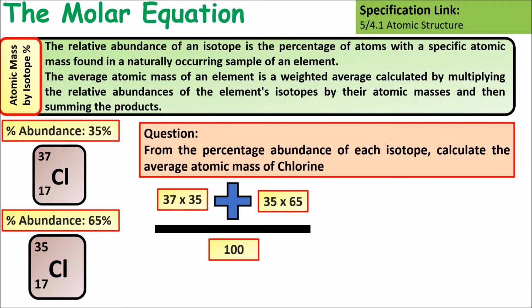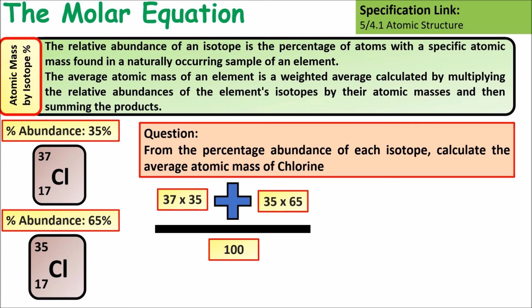So the relative abundance of an isotope is the percentage of atoms with a specific atomic mass found in a naturally occurring sample of an element. So the average atomic mass of an element is a weighted average, calculated by multiplying the relative abundances of the element's isotopes by their atomic masses and then summing the products.